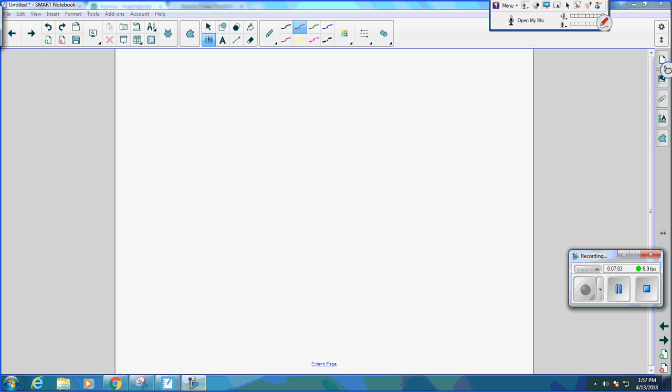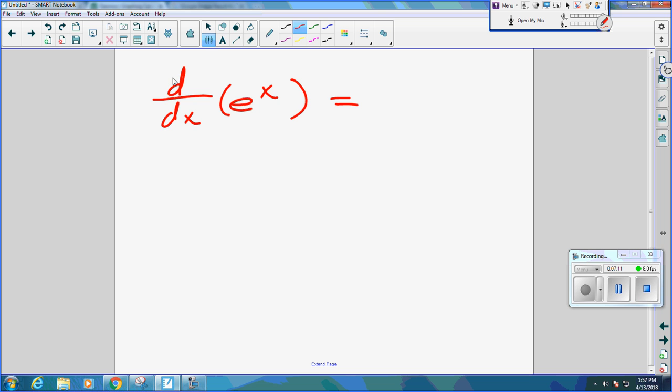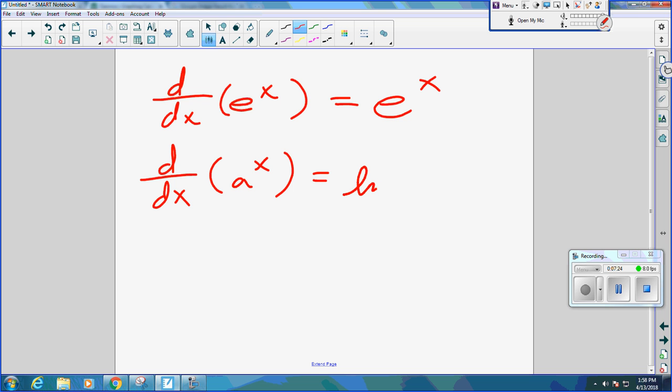I don't want to go through the proofs again on any of the other stuff. So 7.2 brings us into these rules. The derivative of e to the x is e to the x. The derivative of any other a to the x function is ln a as a coefficient times a to the x. And this works for e to the x. If you want to do e to the x with this formula, you get ln e times e to the x, but ln e is 1. So it does work, if you want to memorize just the one.